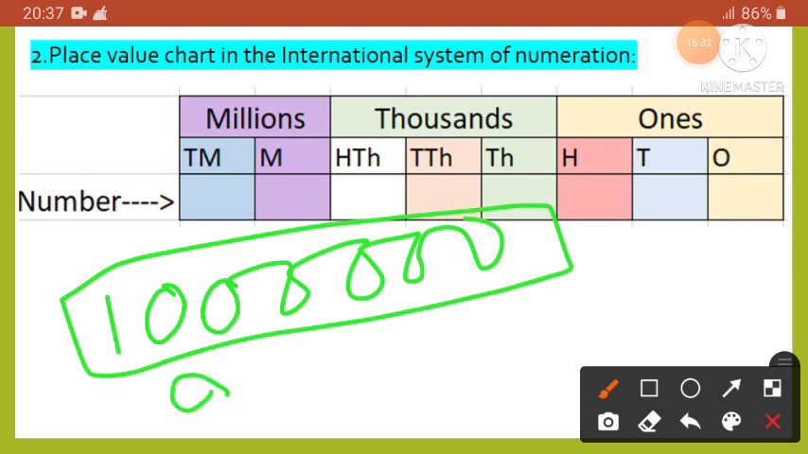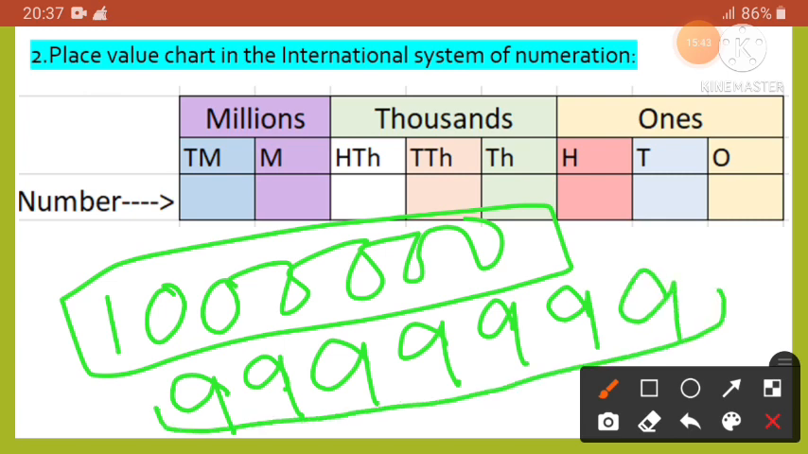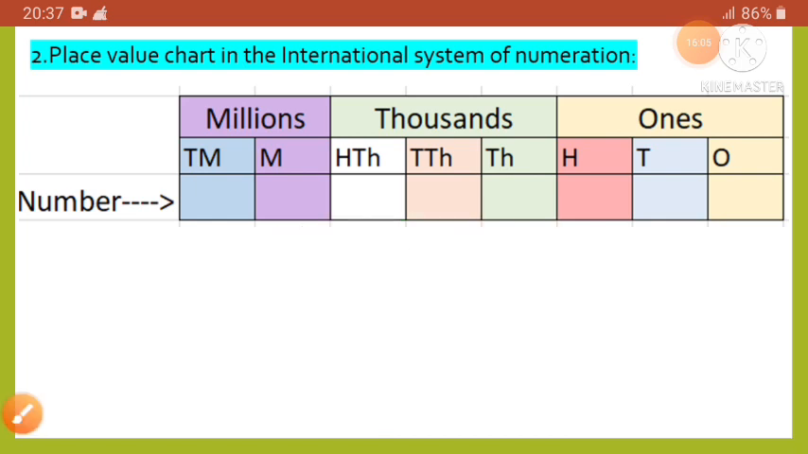9 9 9 9 9 9 9. Okay, that means the largest 7-digit number is 7 nines. We can also express this number in the Indian system of numeration and the international system of numeration. Now place this in both of the place value charts.